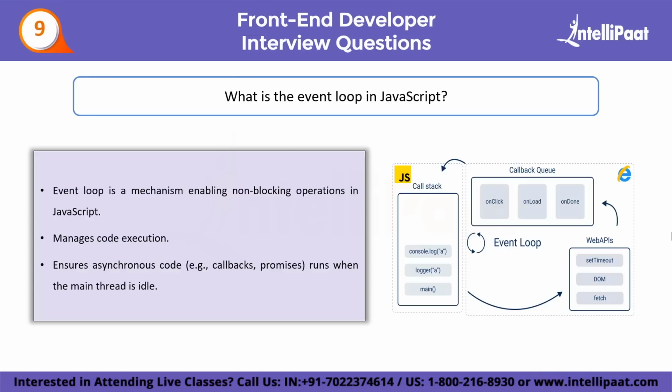This queue is called the event queue. The event loop constantly checks if the main thread is free. If it is, then the event loop picks tasks from the event queue and executes them one by one. You can understand it like this.